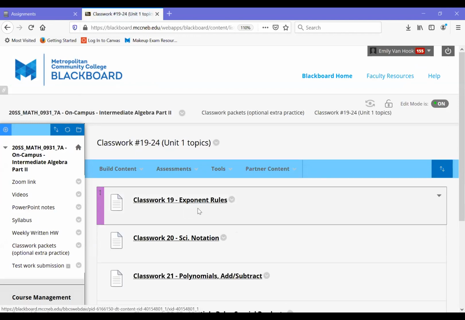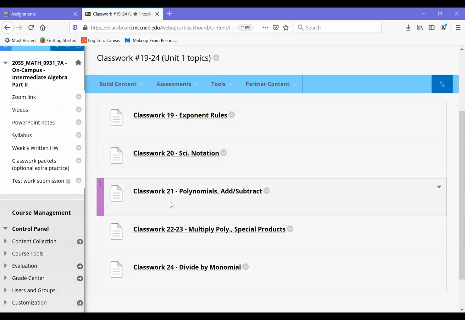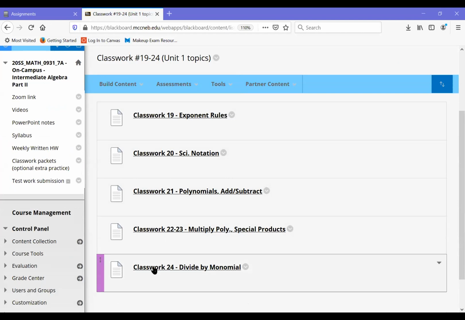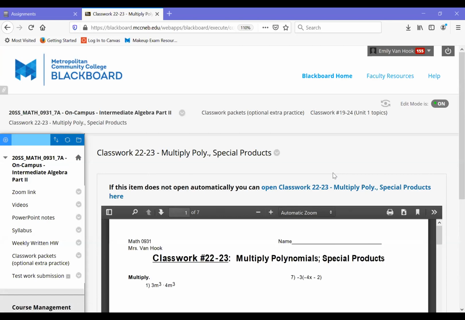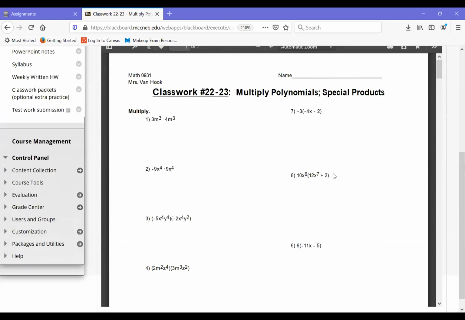And then again, you can go through and use any of these to review any of the lessons you might have struggled with. Okay, so here's the lesson we just did, lesson 24. 22 and 23 are grouped together, multiplying and special products. So I'll just open that one briefly here. So it's just more practice, okay?